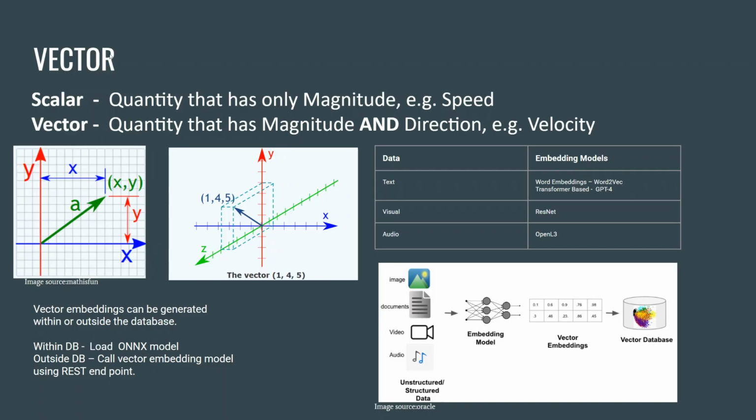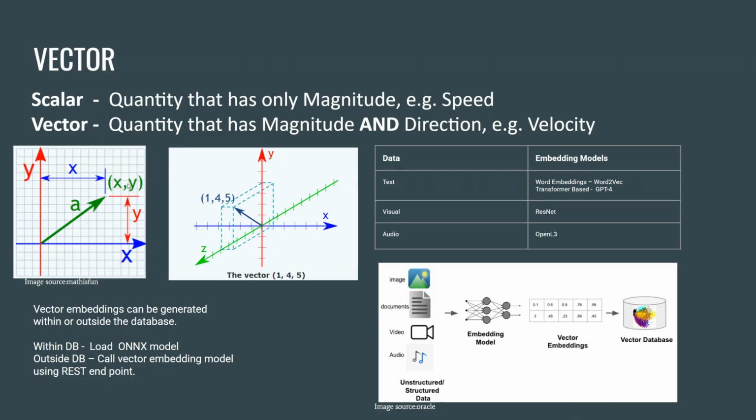You might have heard of this term during your high school maths and physics. Basically, a scalar is a quantity that has only magnitude, like the best examples, speed or distance. And a vector has a direction, like speed in some direction, forward or backward, or velocity or displacement. So that is a vector.